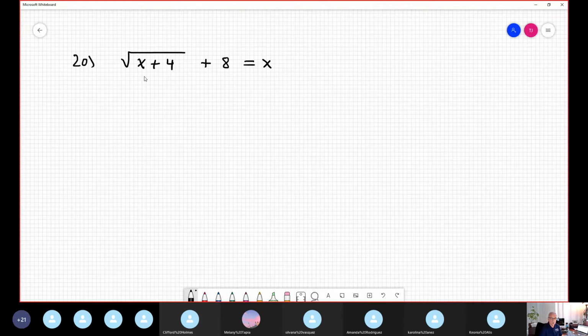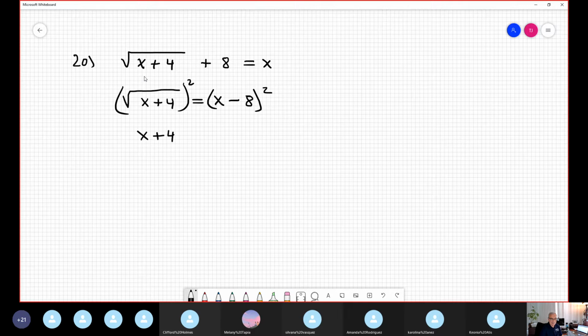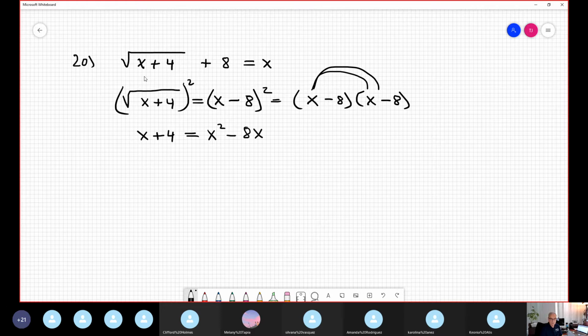Entonces now I never touch the original. I isolate the radical. You square in order to eliminate the radical. x plus 4 without radical and power, nothing. And you find this. x minus 8 times x minus 8. This and this, x squared. This and this, minus 8x. This and this, minus 8x. This and this, positive 64.